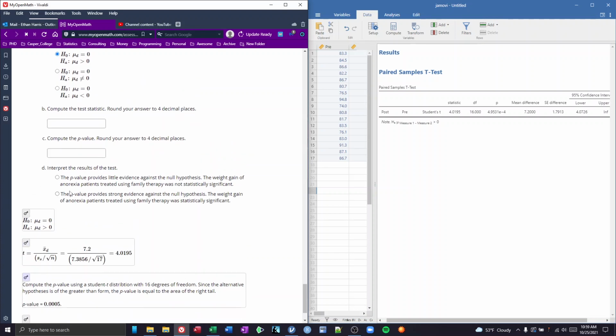So here we can say that the p-value provides strong evidence against the null hypothesis. The weight gain of the anorexia patients treated using family therapy was statistically significant. Okay, excellent. So there we go. We did a paired samples test.